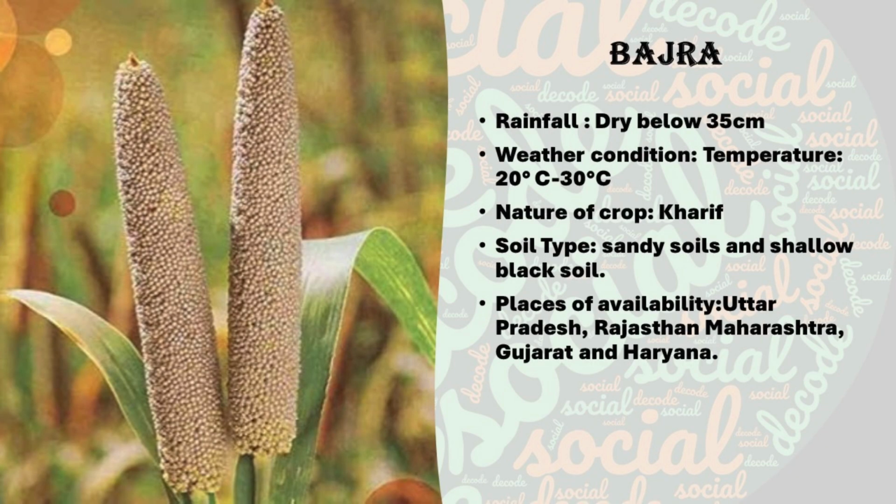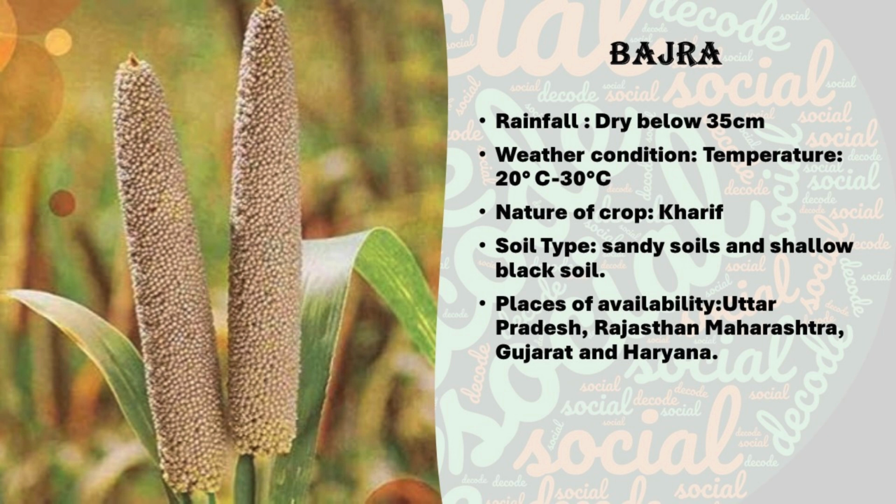The next is bajra. Bajra grows in dry areas also, which means it requires rainfall below 35 centimeters, and even with below 35 centimeters of rainfall, bajra is able to grow. It grows in the Kharif cropping pattern. Rajasthan, Gujarat, and Uttar Pradesh are the main producers of bajra.